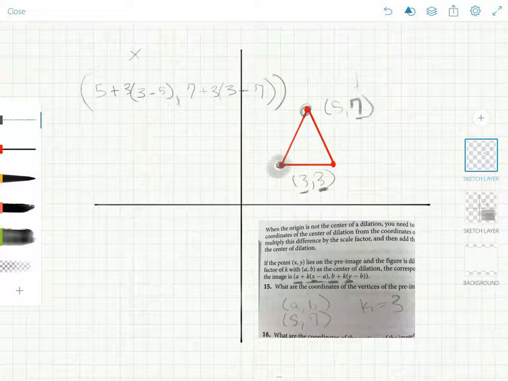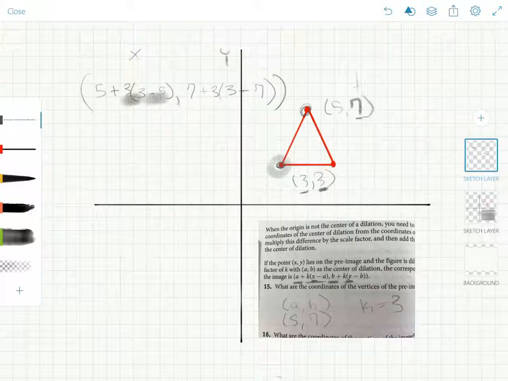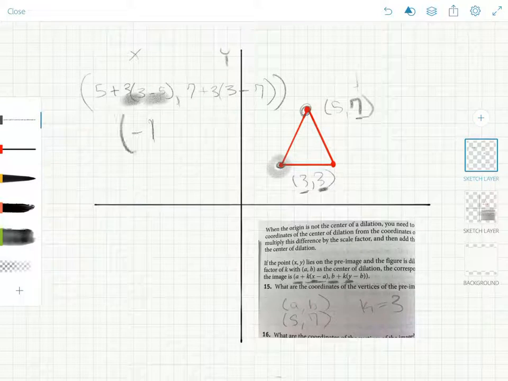This over here on the left gives you the x coordinate. This on the right gives you the y coordinate. And it is PEMDAS, 6th grade math at this point. 3 minus 5 is -2. -2 times 3 is -6. -6 plus 5 is -1 for our x coordinate.